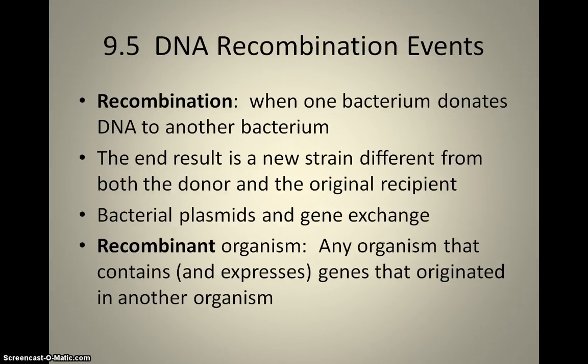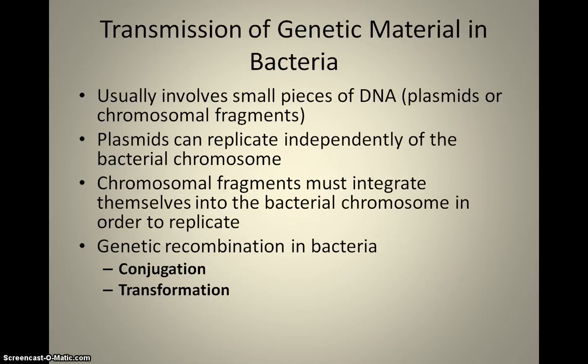Now, there is the possibility of us controlling mutations, right? So inserting or removing or changing the gene expression of some organisms. And this is called recombination, when we donate DNA from one organism to another and cause another new strain. It could be through bacterial plasmids or it could be through gene exchange, right? And this organism that now has this new bit of genetic information is called a recombinant organism.